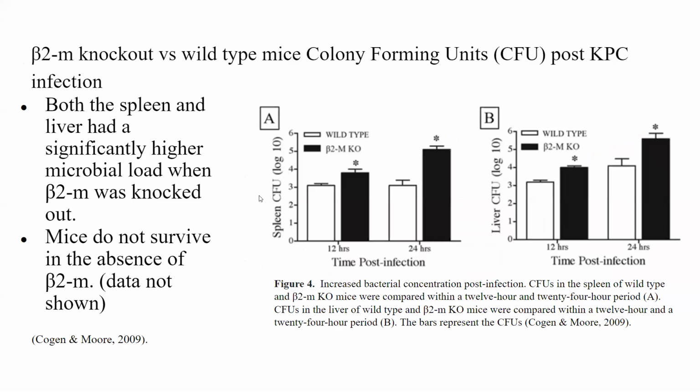So here in figure 4, we have 2 graphs where we are looking at the colony forming units in the spleen and liver for both beta-2M knockout and wild type mice. In the figure, the black bars represent the beta-2M knockout mice and the white bars represent the wild type. We are looking at the colony forming units at the 12th and 24th hour mark. And we can see that in both graphs, the beta-2M knockout mice have a higher microbial load in both the spleen and the liver. Seeing this, we know that mice do not survive in the absence of beta-2M.